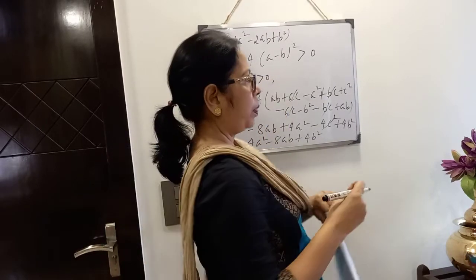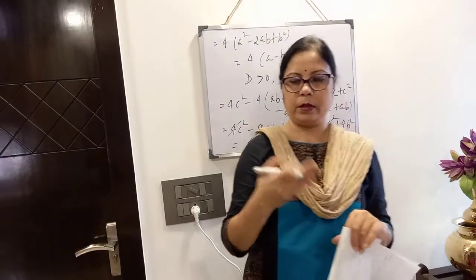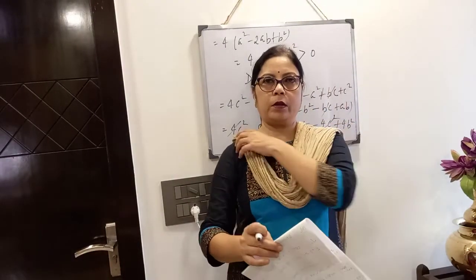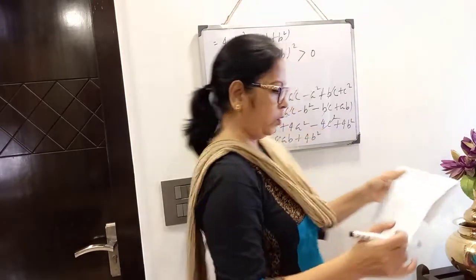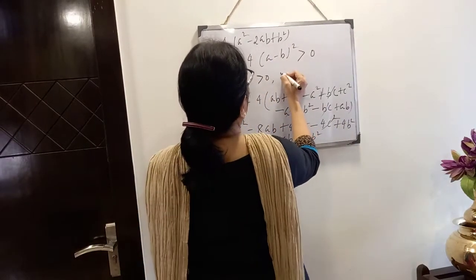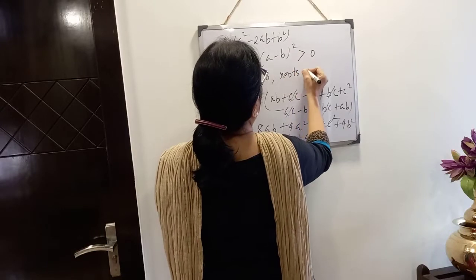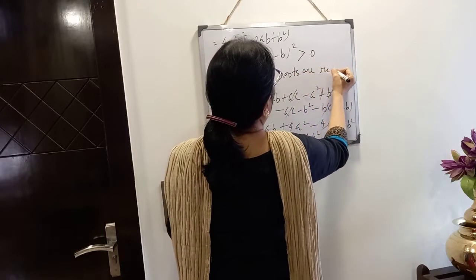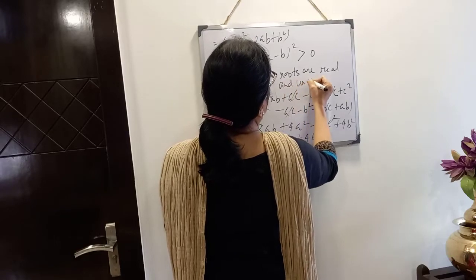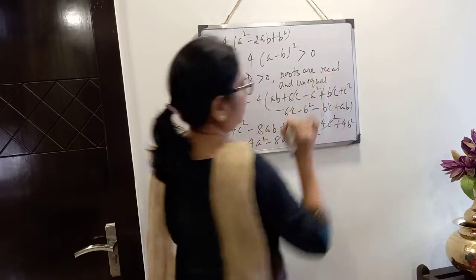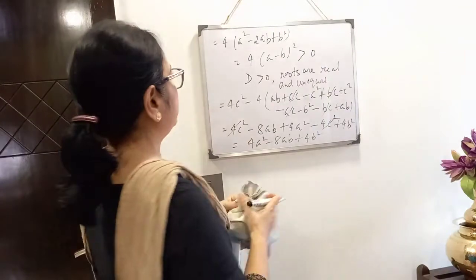So by that formula, if discriminant is greater than 0, then roots will be real and unequal. So here your answer will be roots are real and unequal. Clear? Now next one.